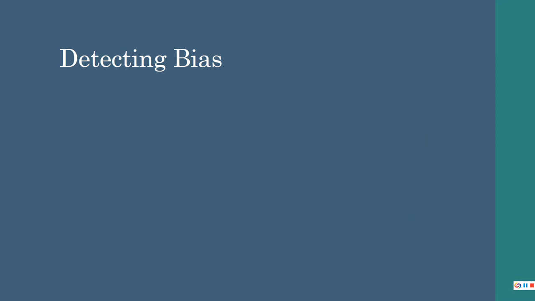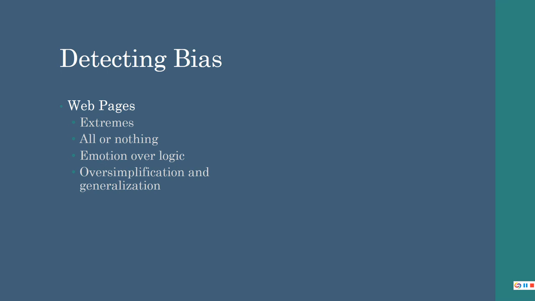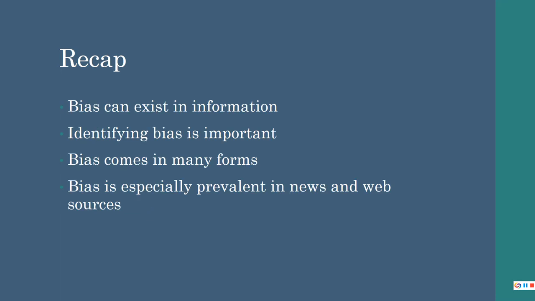When looking at web pages, be vigilant as well. Signs of bias to watch for include language of extremes, statements with all or nothing connotations, arguments that appeal more to emotions than to logic, oversimplification and generalization, and a source that presents a limited view of the topic.